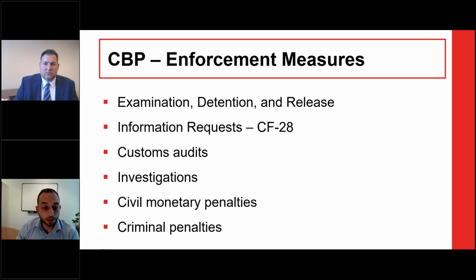And then another measure that CBP can take is the CF-28s, which are commonly issued to importers. It's essentially a formal request for information. They typically arise during the process of liquidation. When CBP is reviewing your entry paperwork, they sometimes find incomplete, inaccurate, or insufficient information, so that prompts them to issue these CF-28s to request more information about it.